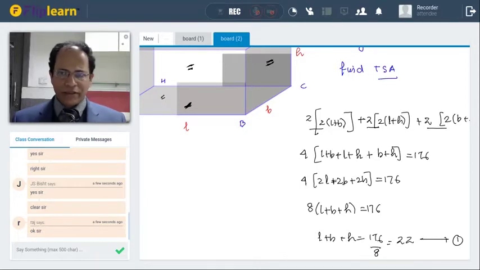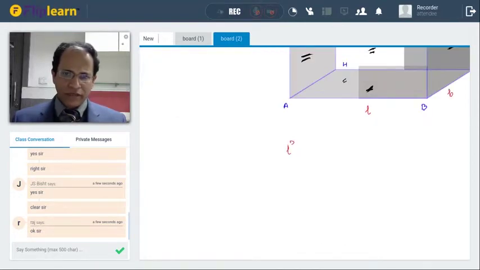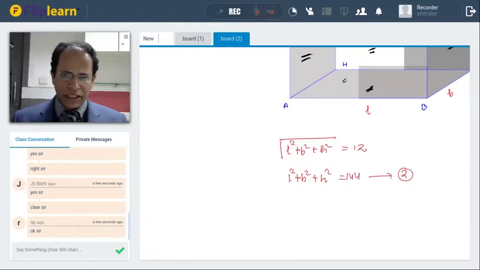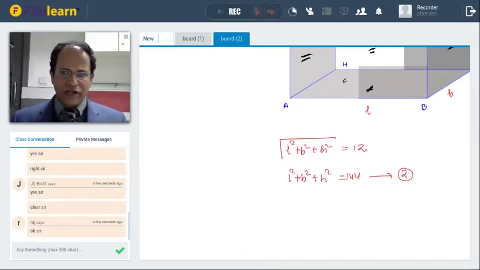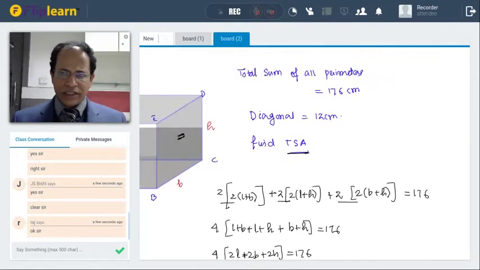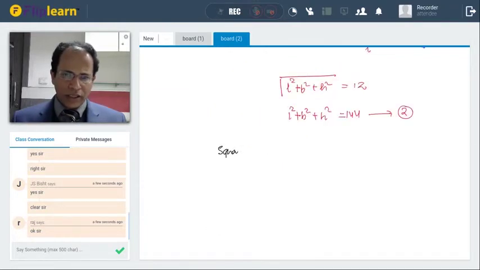Now we have the main thing. You have been given the diagonal also. The diagonal is the square root of L square plus B square plus H square, which is 12. This is also given. So let's square it up: L square plus B square plus H square is 144. Now, using the first and the second equation, we can find 2LB plus 2LH plus 2BH, because we need to find the total surface area. So we can square equation 1.